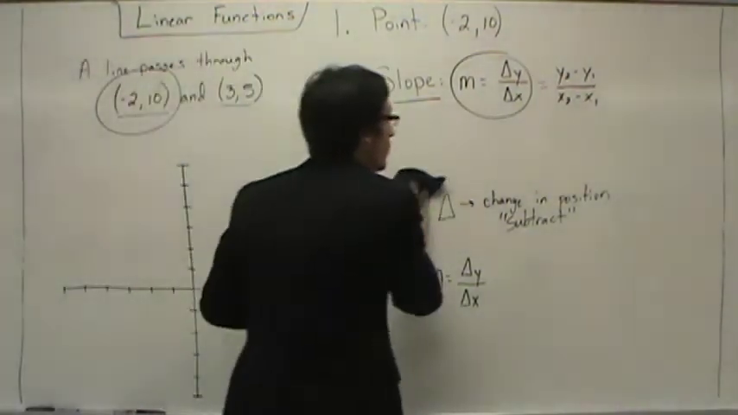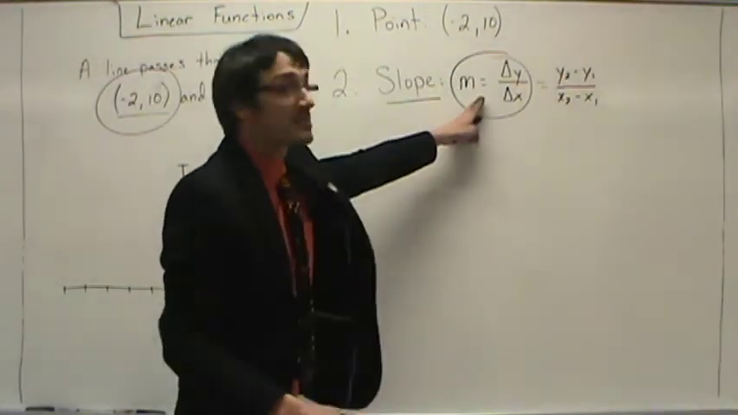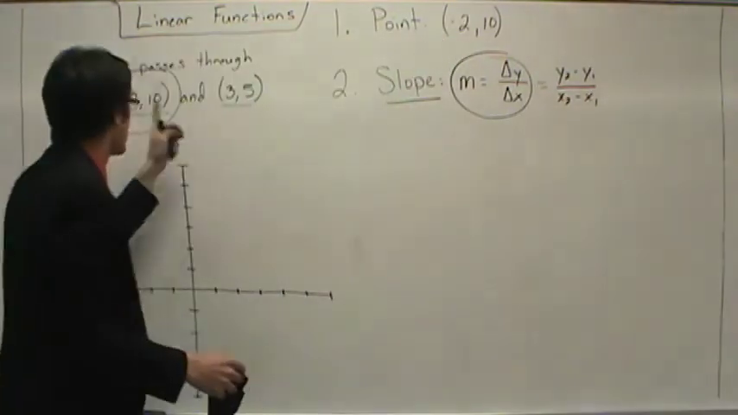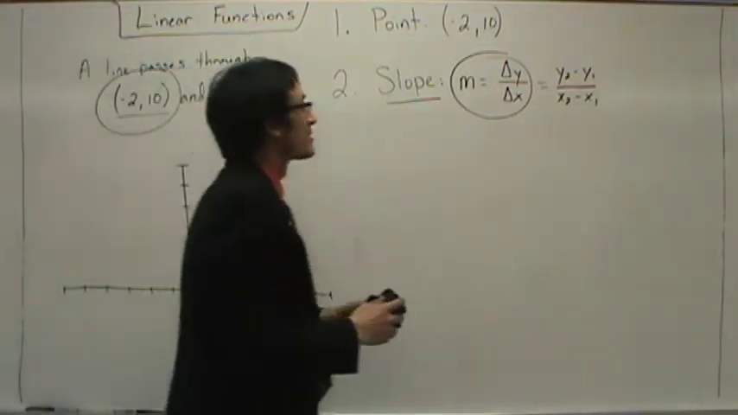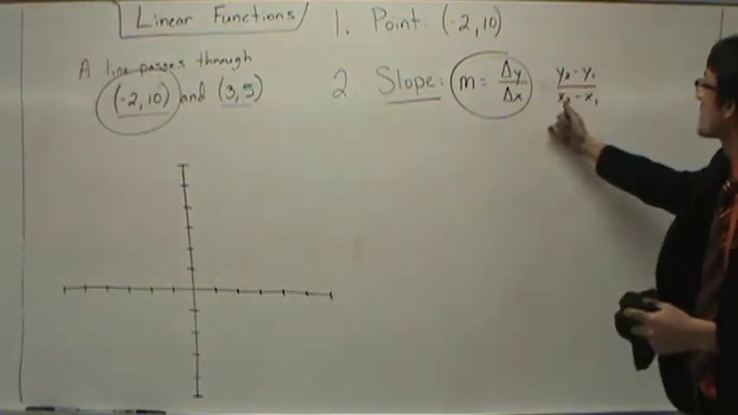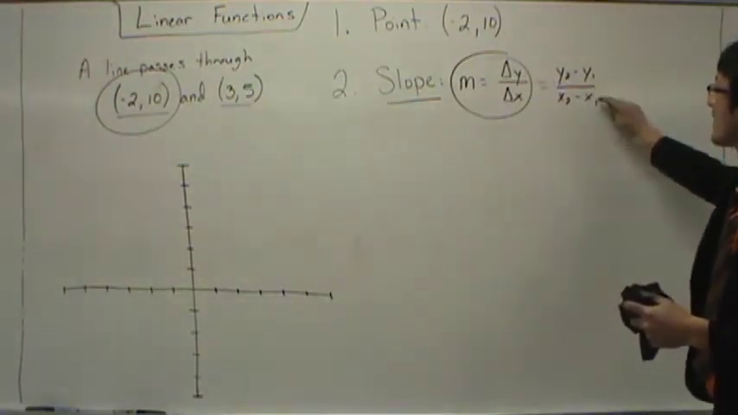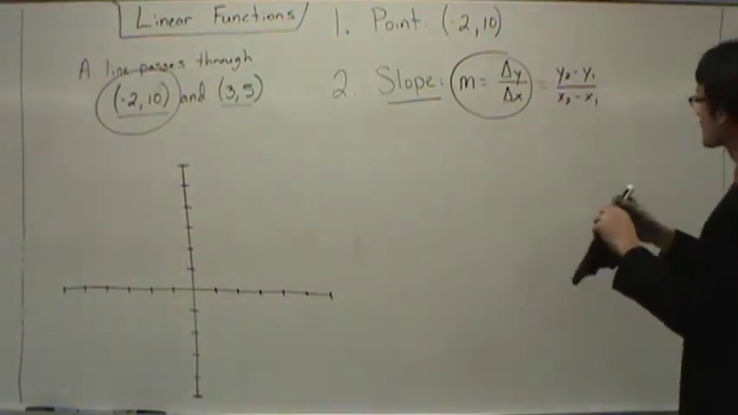Now, okay, so we have to do what? We have to find a slope. They give us points, okay? They give us two points. We need to find a slope. The slope formula says, or delta y over delta x says, subtract your y values, then divide by subtract your x values. Now, how do we do this?